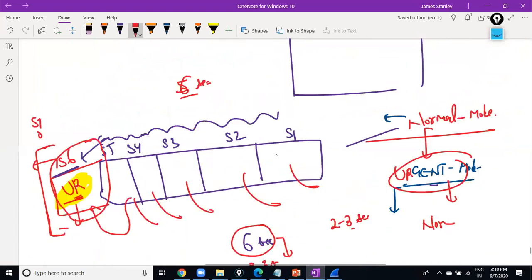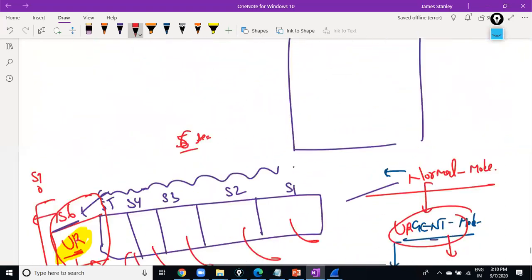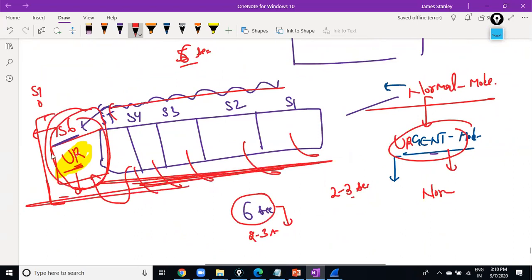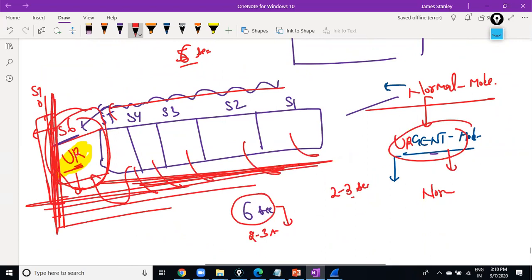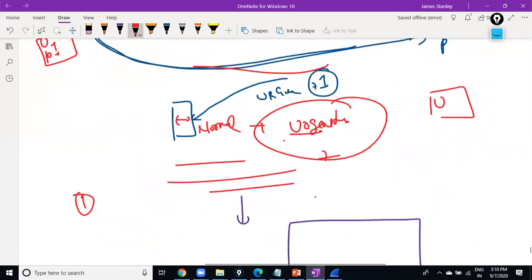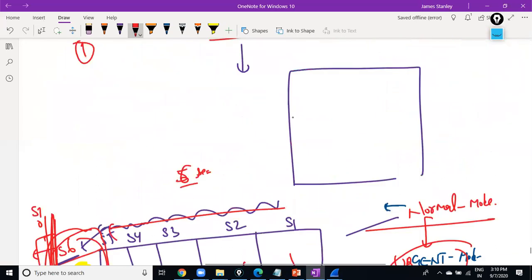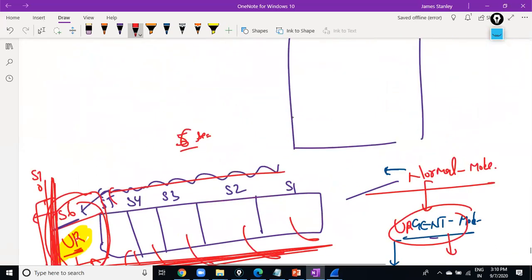So there are 2 scenarios for the urgent pointer. One is that it goes one by one, and the processing speed will increase during this time up to the urgent pointer. This is the first thing. The second thing is that it gives first priority to this one, processes it, and after that it goes back. So there are 2 scenarios for the urgent pointer.